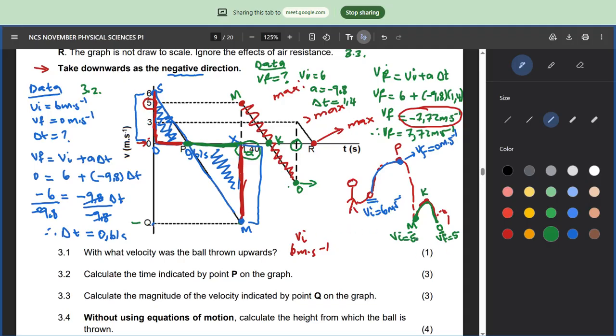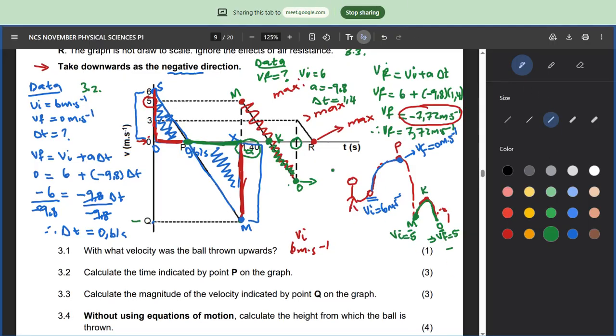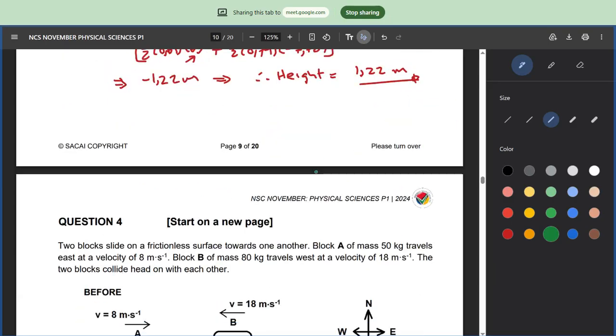But if you look at this, for V final, it's going in a downward motion because this is the part where it's going down. So this tells you that the velocity will be negative. So I'll definitely work around that. Let me write this down first.